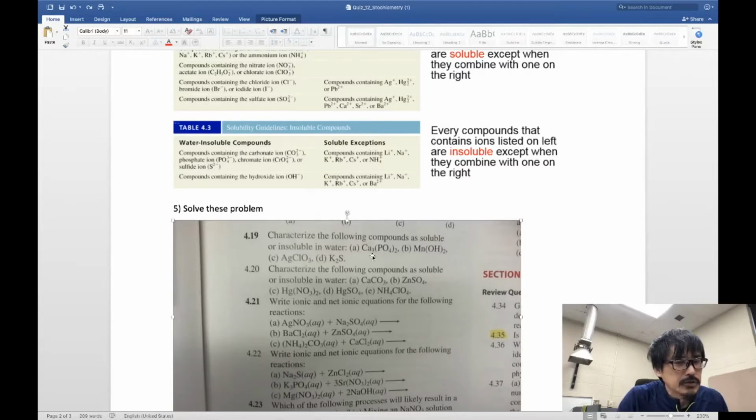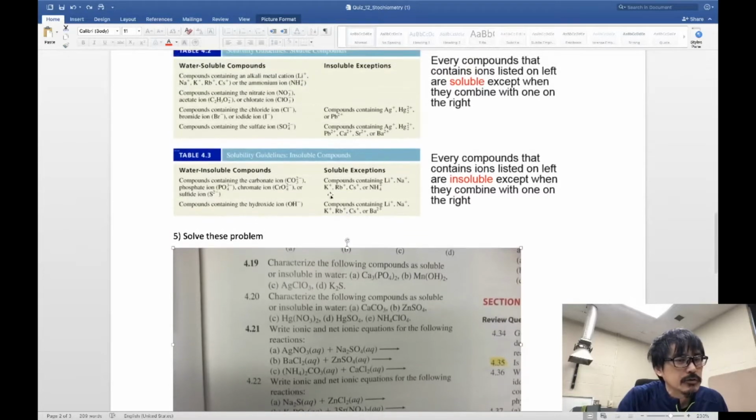So we should probably look for Ca or PO4. Do I see Ca or the PO4? Ca right here, but I don't really care. PO4, yeah, there you go. There's one right here, PO4 right here. Generally speaking, anything that combined with PO4 is going to be water insoluble, but I don't see the Ca in this list right here, so that has to be water insoluble, right? So that one right here is water insoluble.